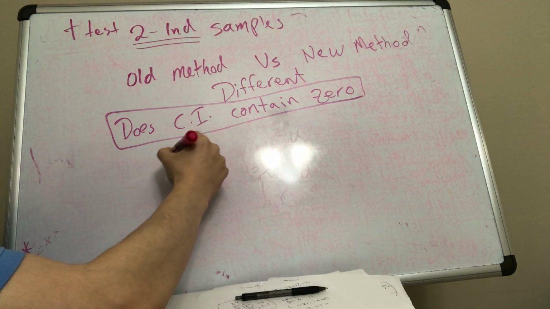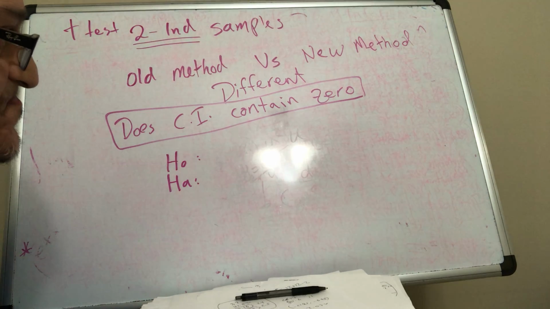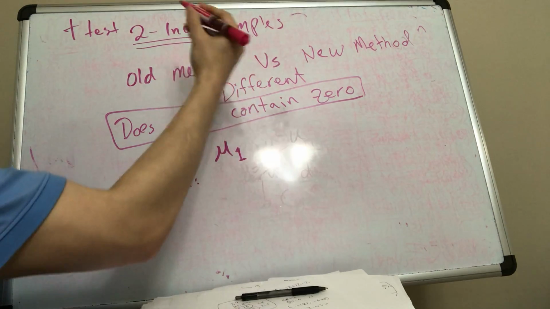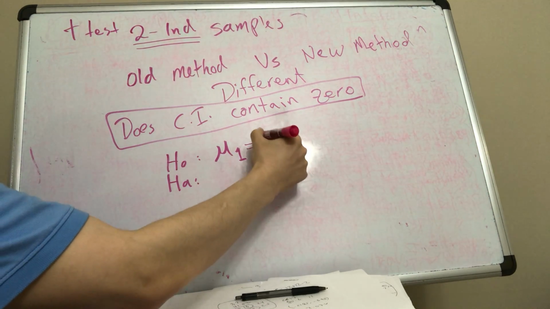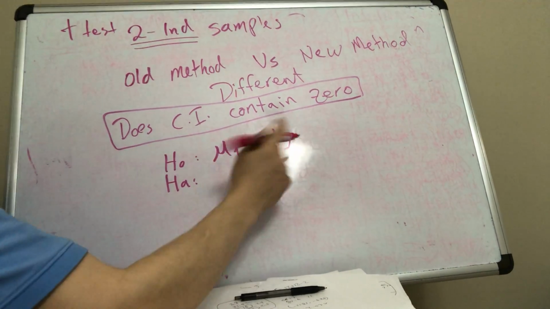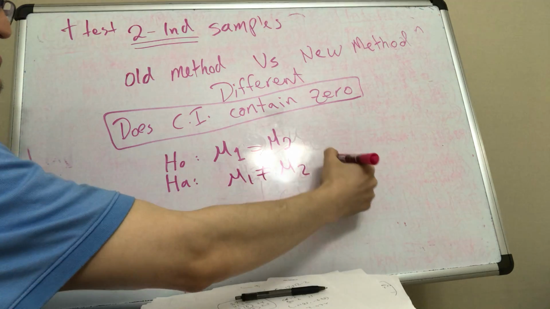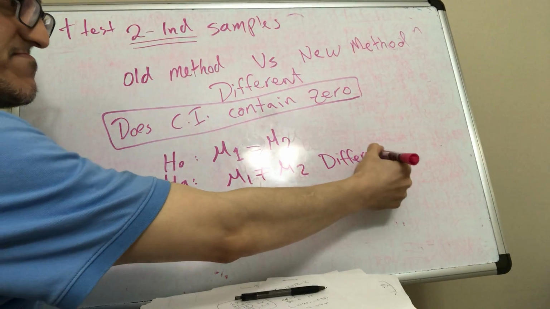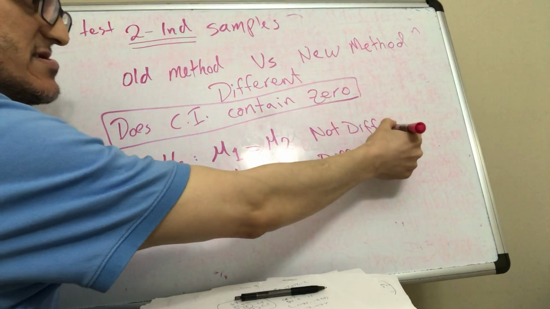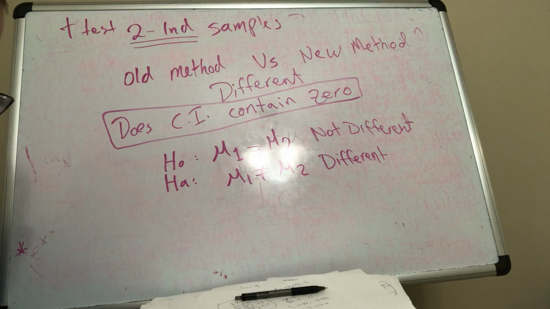First of all, if you do it as hypothesis, you have H0, HA. In H0, you'll say mu of group 1, which is old, equals group 2, and in HA you say they're not equal. So here you're saying that they're the same, and here you're saying that they're different. But we don't like saying the same, we say not different. So here we say different, here we say not different.